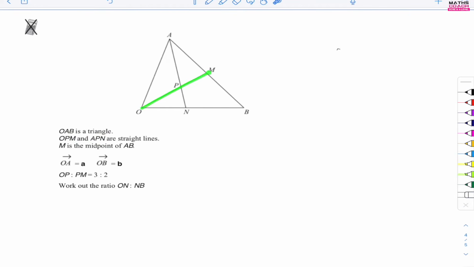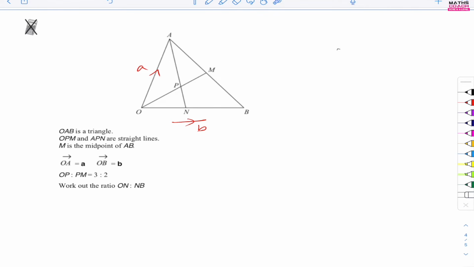So OPM is a straight line and APN is a straight line. And we're told that M is the midpoint of A to B. It says the vector O to A is equal to A, and the vector O to B is equal to B. So let's put those in. So O to A here is A, and O to B here, again on the outside, I'm going to put that B right there.